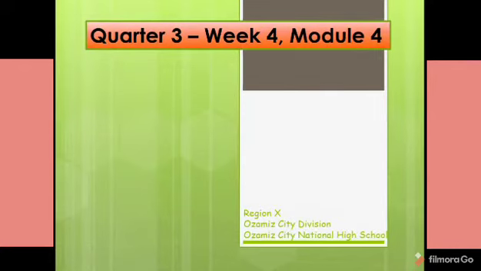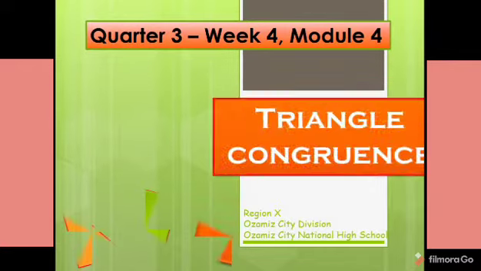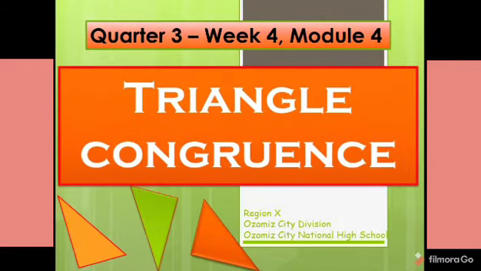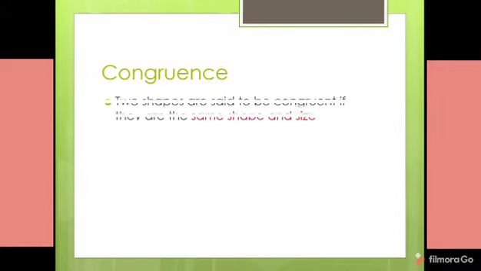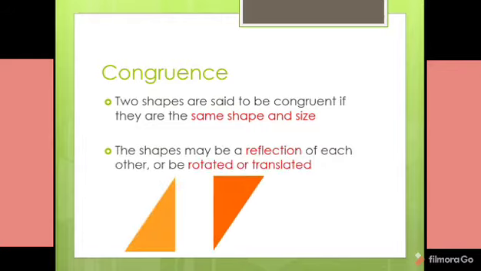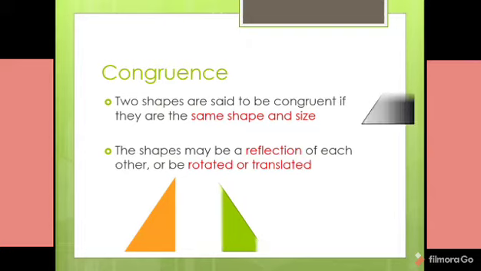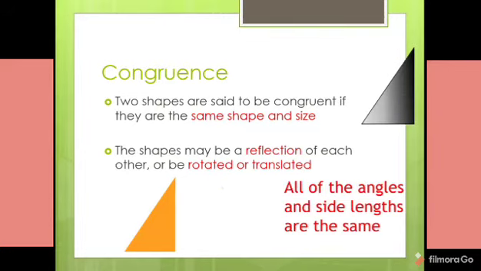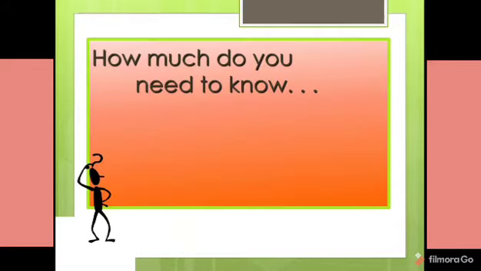Quarter 3, Week 4, Module 4 for Grade 8. And we will be talking about triangle congruence. It says that two shapes are said to be congruent if they are the same shape and size. Just like in our illustration, the shapes may be a reflection of each other or be rotated or translated. Thus, all of the angles and side lengths are the same.